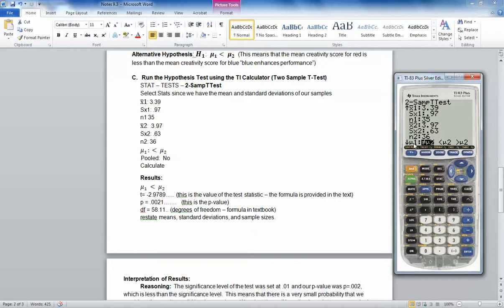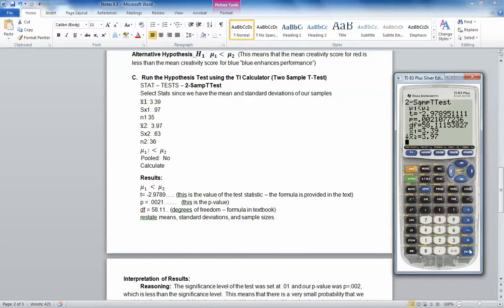The next option is what is our alternative hypothesis? And ours is that mean 1 is less than mean 2. That's saying that the red group scored less than the blue group. Okay. Next, there's an option in here called pooled. We're not going to cover what we do when we pool our information. So our option is going to be no, and then click on calculate.